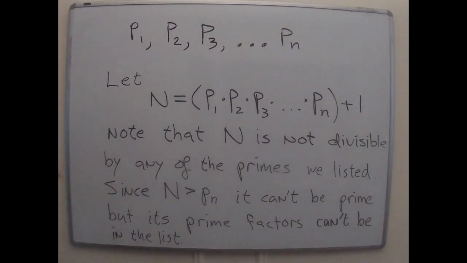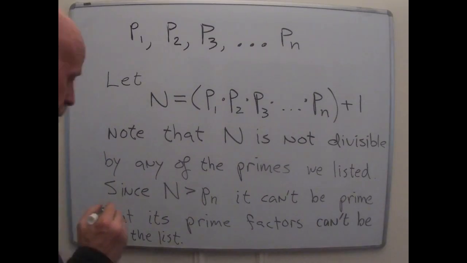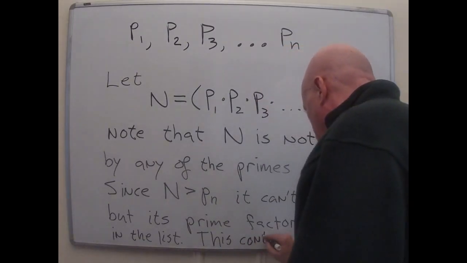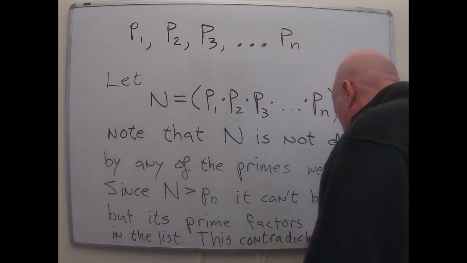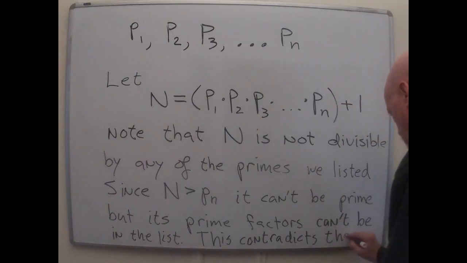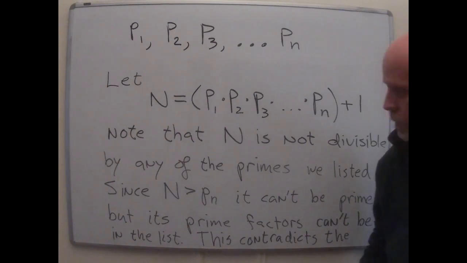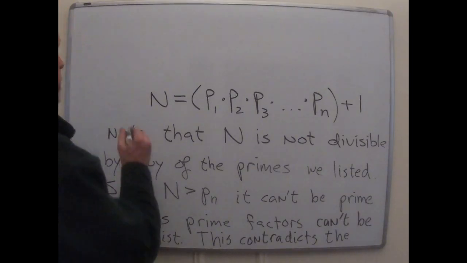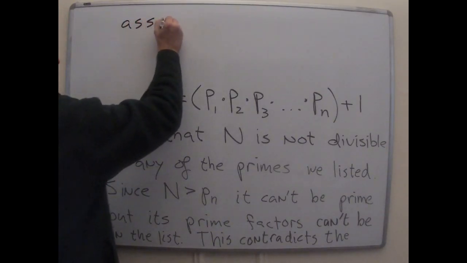So what I've got now is a contradiction. I hope you see it: on the one hand, N has prime factors that can't be on the list, but every possible prime factor is supposed to be on the list. This notion that N's prime factors aren't on the list contradicts the completeness of our list. This contradicts the assumption that our list of primes was complete.